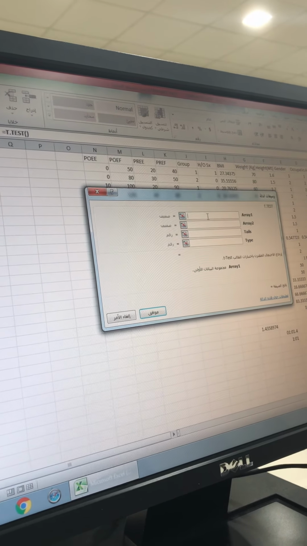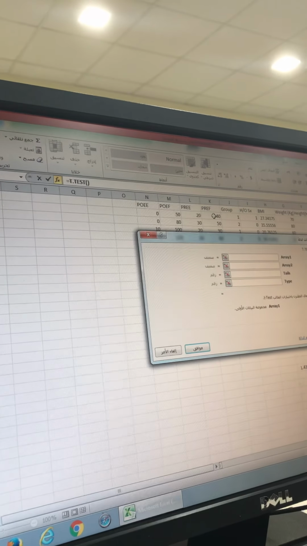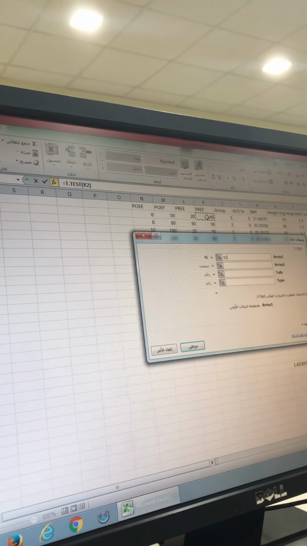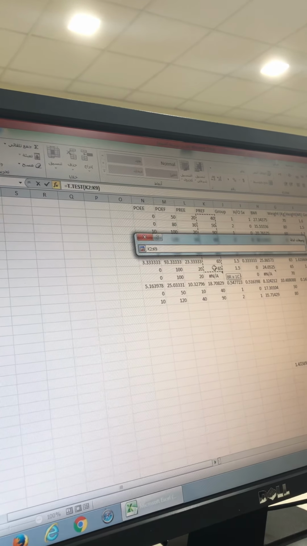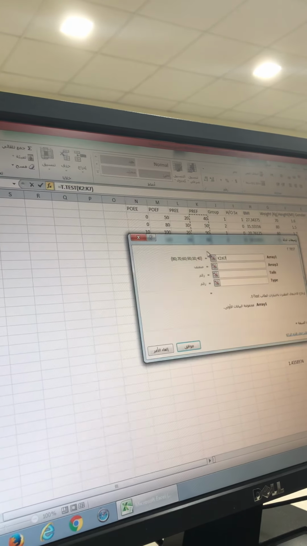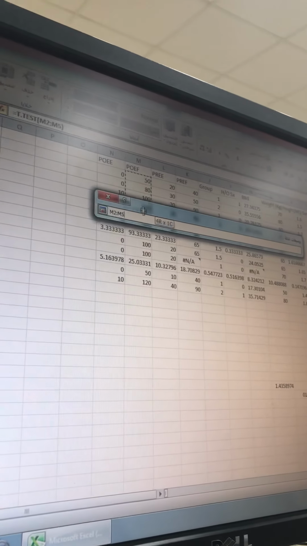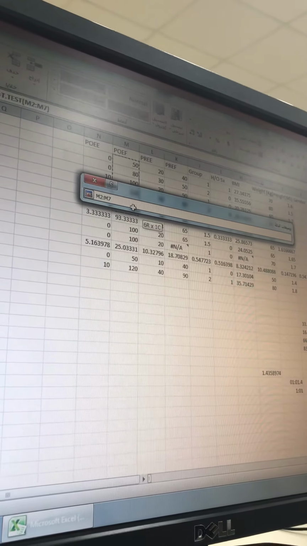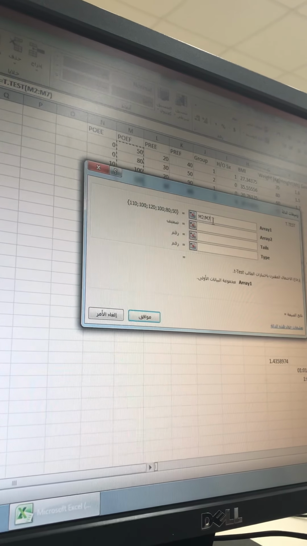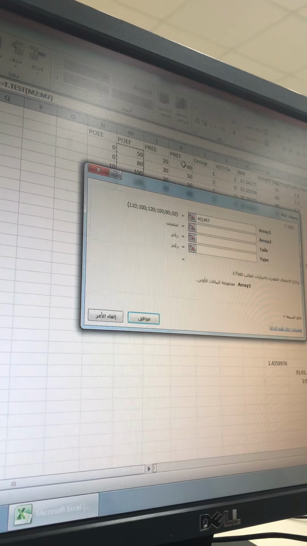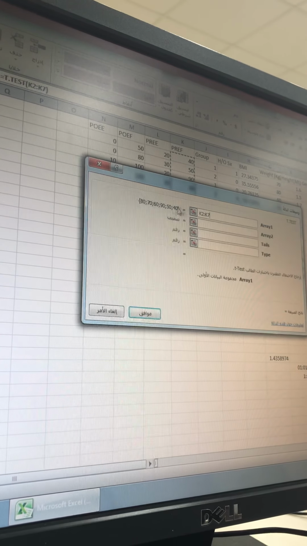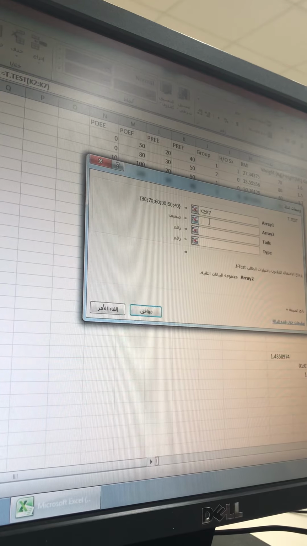So it will ask for array 1. What is array 1? This is K2 to K7. That is array 1. This is pre-elbow flexion. Now I want to check this with the post-elbow flexion, which is M2 to... Okay, wait. Pre is K2 to K7. Now go to array 2, then this is M2 to M7.